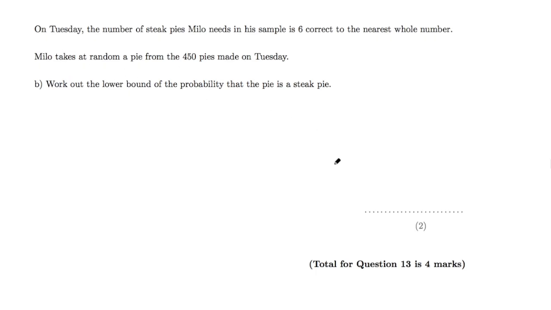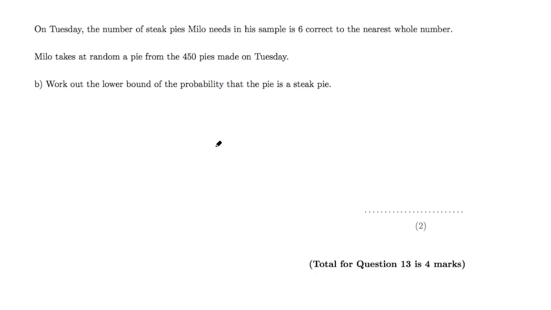On Tuesday, the number of steak pies Milo needs in his sample is 6, correct to the nearest whole number. Milo takes at random a pie from the 450 pies made on Tuesday. Work out the lower bound of the probability that the pie is a steak pie.